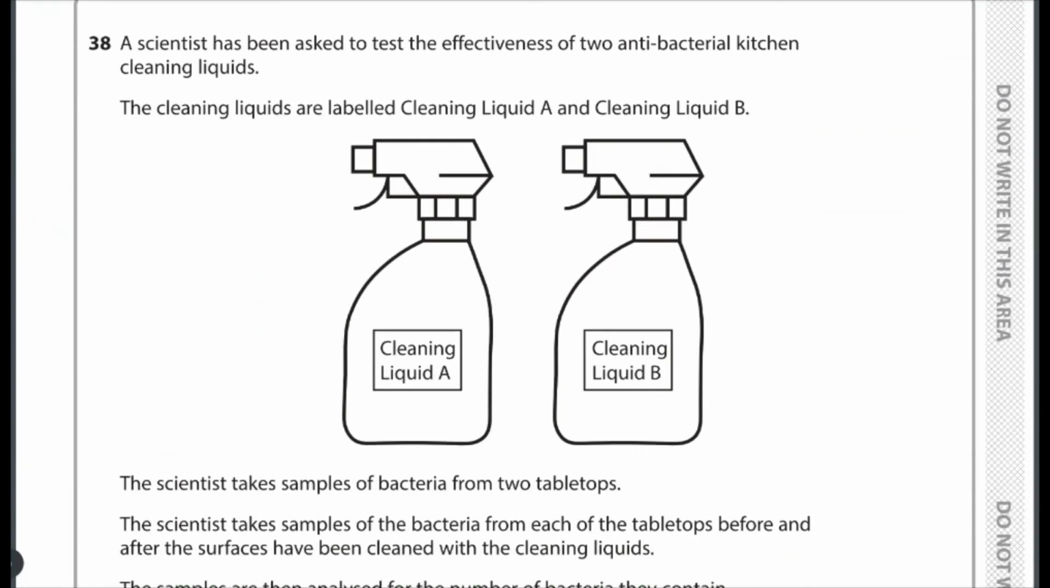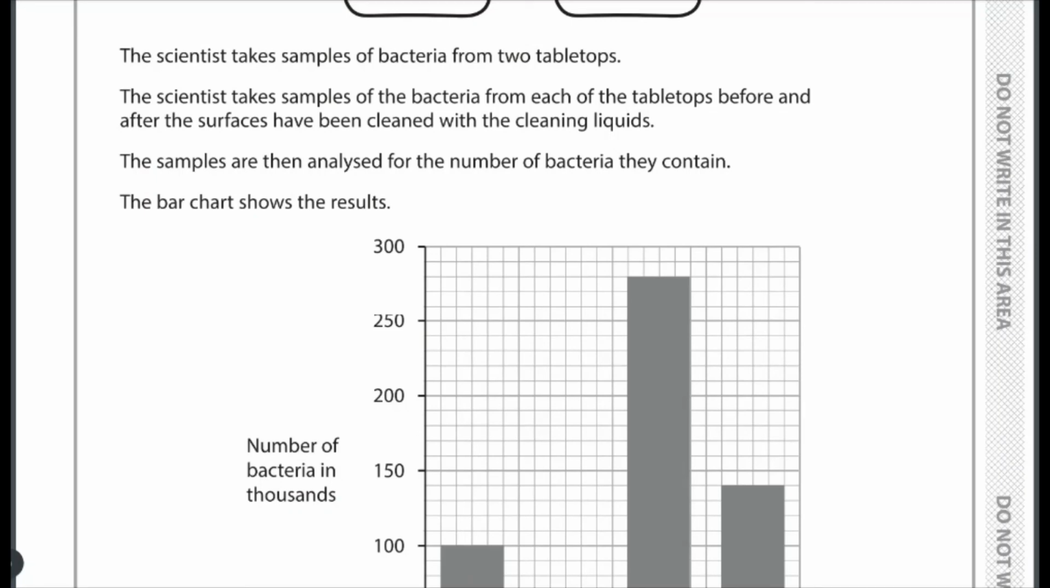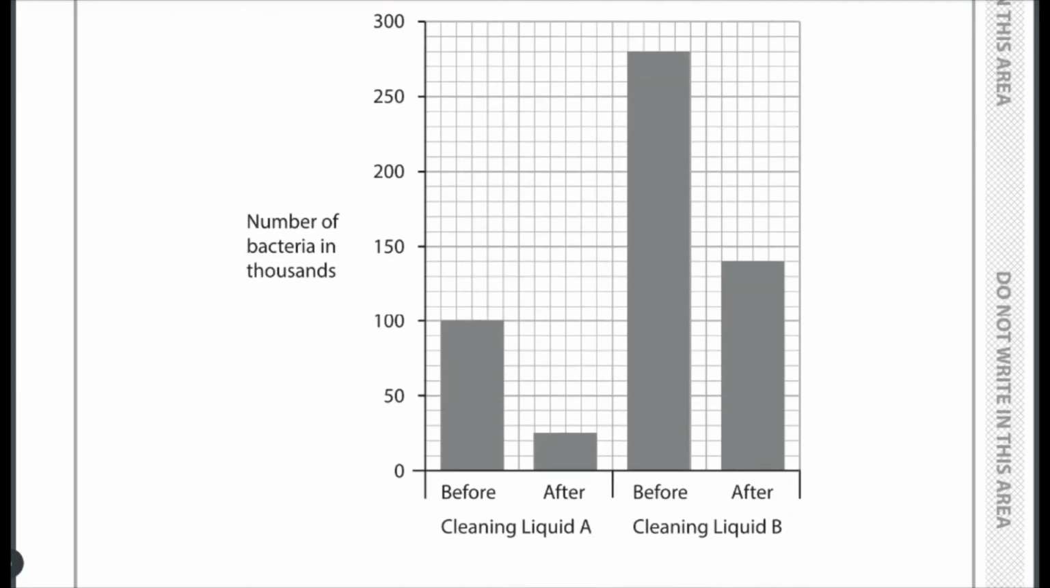Next one, a scientist has been asked to test the effectiveness of two antibacterial kitchen cleaning liquids. The cleaning liquids are labeled cleaning liquid A and cleaning liquid B. The scientist takes samples of bacteria from each of the two tabletops before and after the surfaces have been cleaned with the cleaning liquid. The samples are then analyzed for the number of bacteria they contain. The bar chart shows the results, number of bacteria in thousands, before and after. After cleaning with cleaning liquid B, you can see it has dropped, and even for cleaning liquid A, it has dropped.